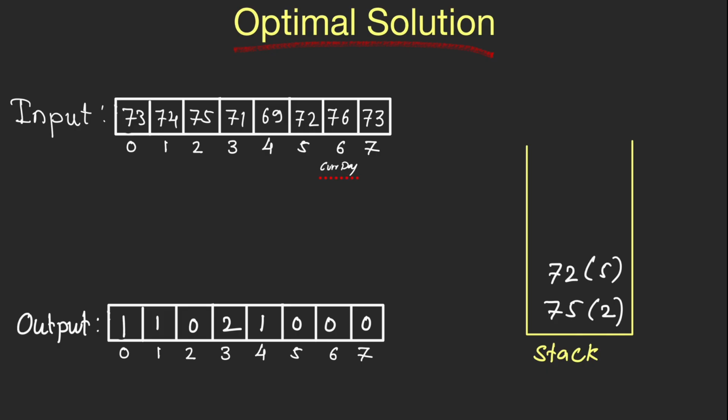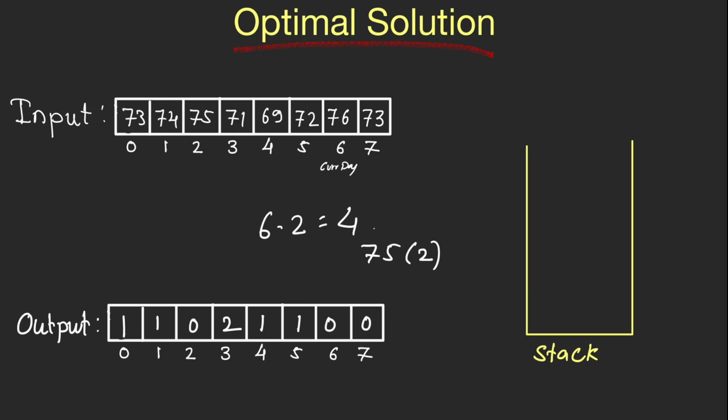Current day is pointing to day 6. 76 is greater than 72. Yes, it is. Pop 72 from the stack. Calculate the difference in days. 6 minus 5 is equal to 1, and update the answer. 76 is greater than 75. Yes. Pop day 2 from the stack. Calculate the difference in days. 6 minus 2 is equal to 4, and update the answer for day 2 in the output array and push the current day to the stack.